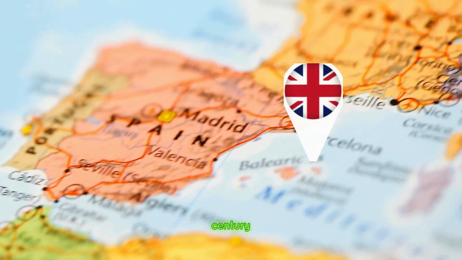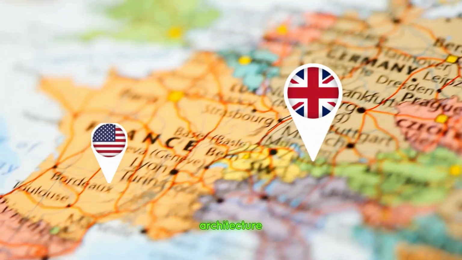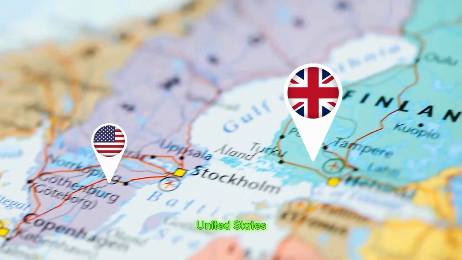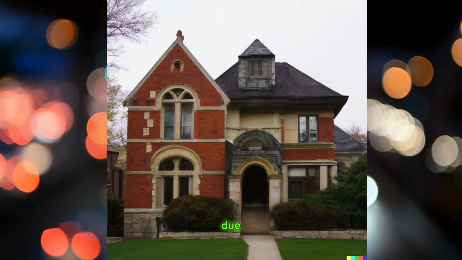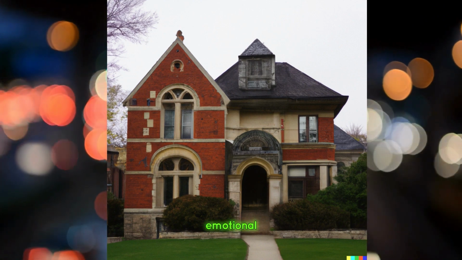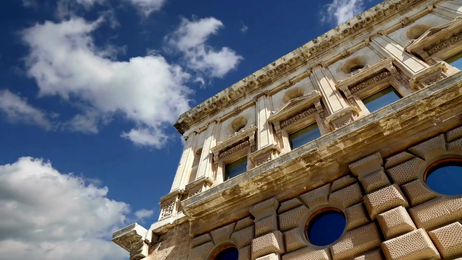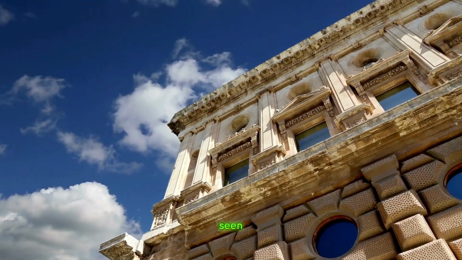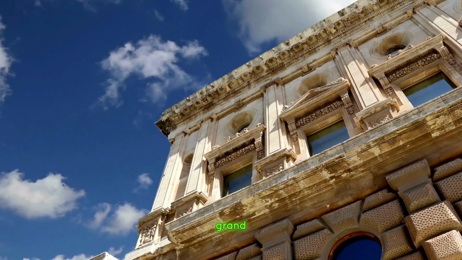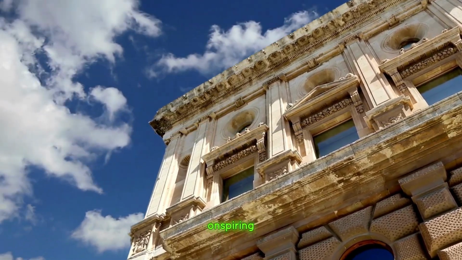In the 19th century, the Gothic Revival style of architecture became more popular, particularly in Britain and the United States. This was partly due to the influence of the Romantic movement, which celebrated the individual, the emotional, and the mystical. The Gothic Revival style was seen as a way to express these ideals, and it was used to create buildings that were grand, imposing, and awe-inspiring.